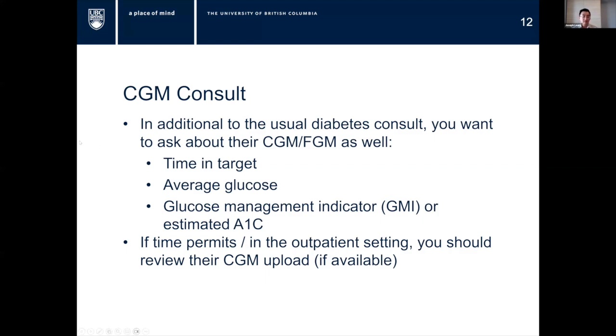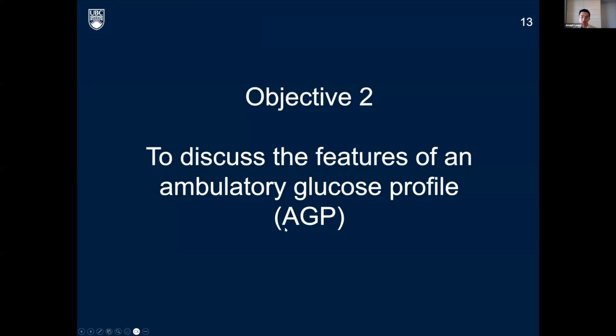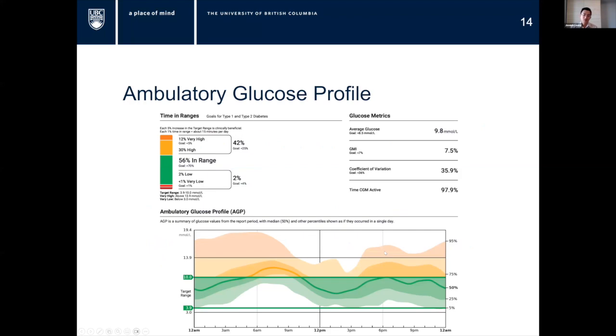And then if time permits, especially in an outpatient setting, you want to review the CGM, upload the whole ambulatory glucose profile, which is exactly what we're going to talk about next. So this is what's known as an ambulatory glucose profile, or AGP for short.